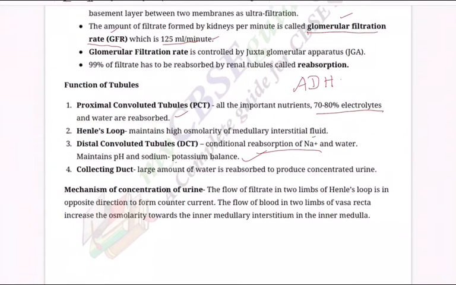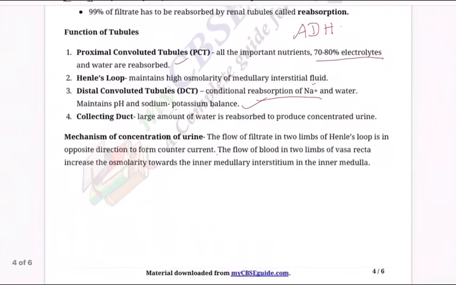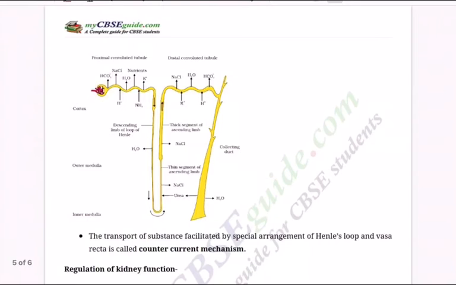In the collecting duct, a large amount of water is reabsorbed to produce concentrated urine. Mechanism of concentration of urine: the flow of filtrate in the two limbs of Henle's loop is in opposite directions, forming a counter current. That's why we say counter current mechanism. The flow of blood in the two limbs of vasa recta increases the osmolarity towards the inner medullary interstitium. So you can see the transport of substances facilitated by the special arrangement of Henle's loop and vasa recta is called counter current mechanism.